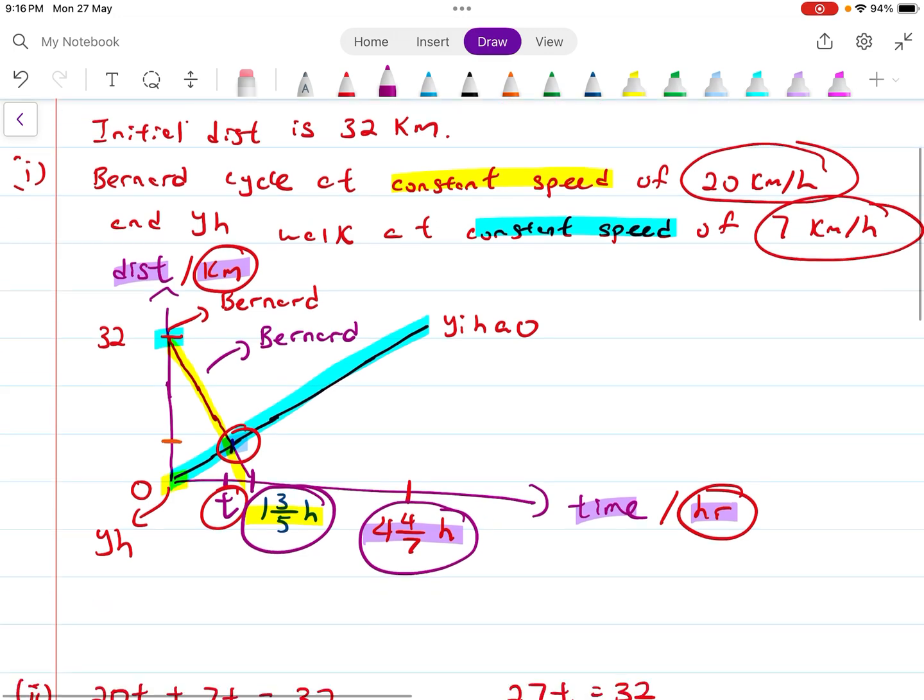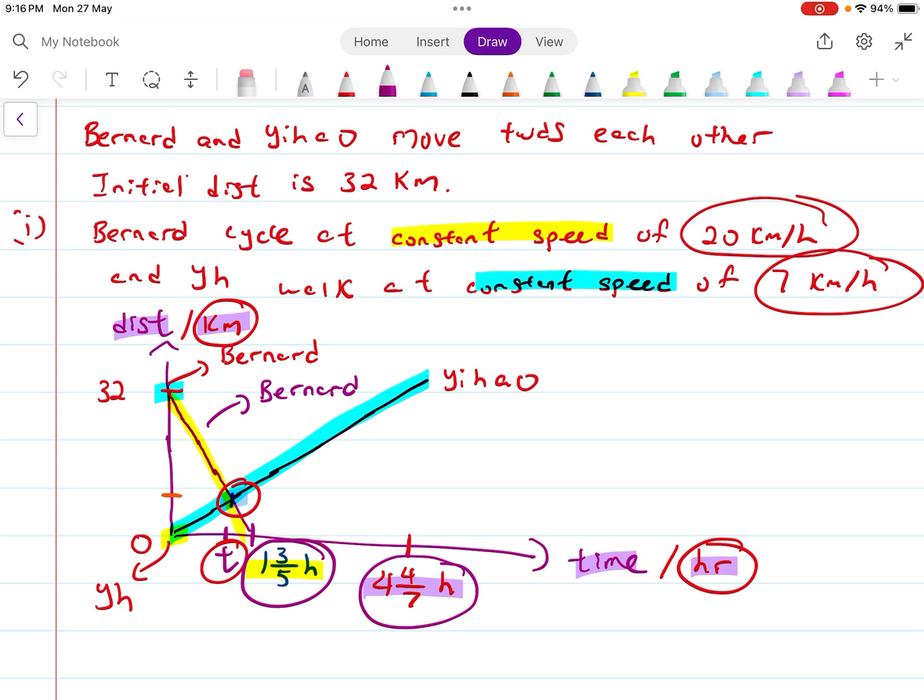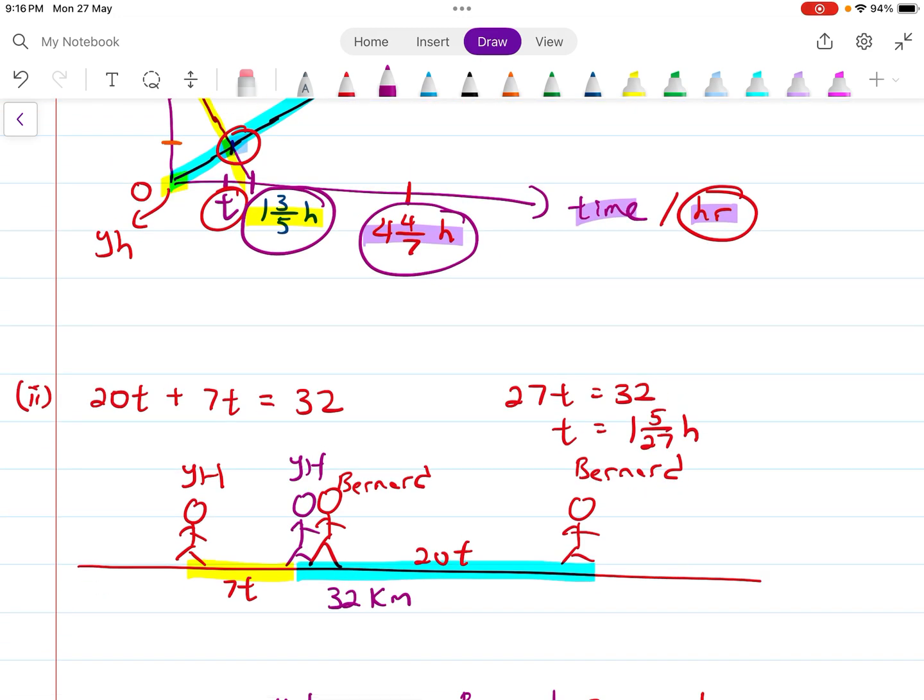Okay, for part 2, we must use the graph to determine the time taken for both of them to meet. Very simple. I teach you two ways to solve. The first way is this: we know that Bernard and Yi Hao are separated by 32 kilometer, so eventually they will meet. Let's say they meet at time t. When they meet, both of them must have traveled a total distance of 32 kilometer. Yi Hao travels some distance, Bernard travels some distance, and they add up to a total of 32 km.